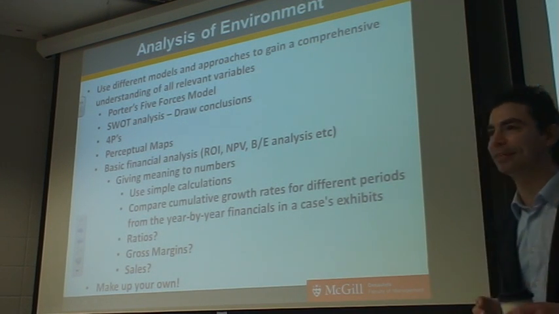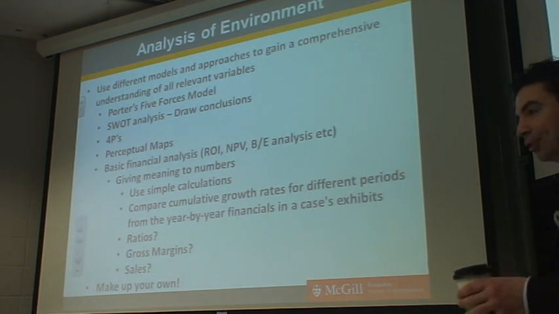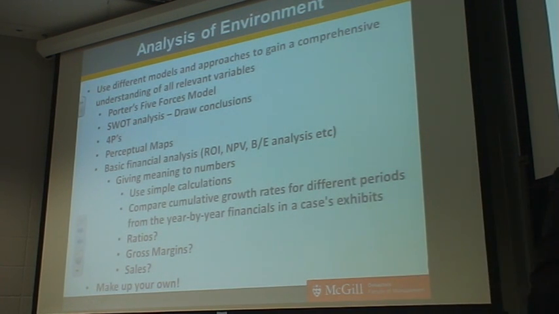Strengths and weaknesses are always internal. Opportunities and threats are always external. So by going through a SWOT analysis, you go through an internal analysis and you go through an external analysis. Make sense so far?